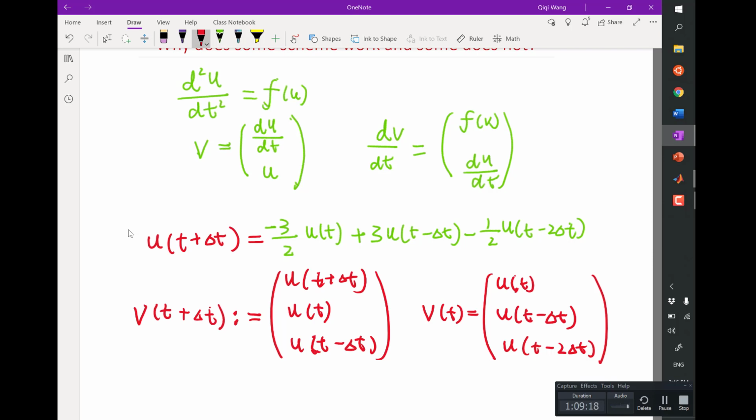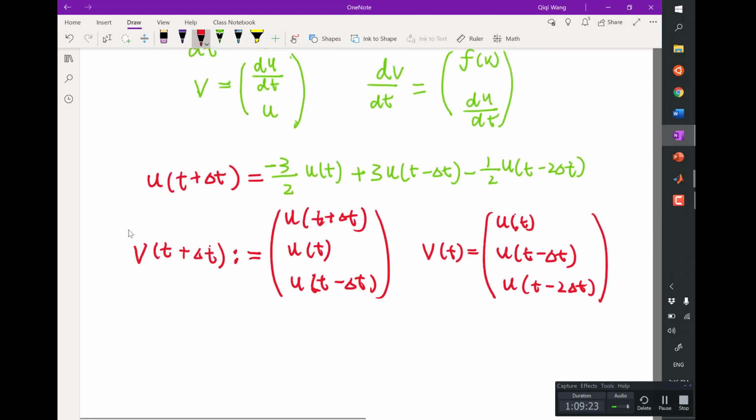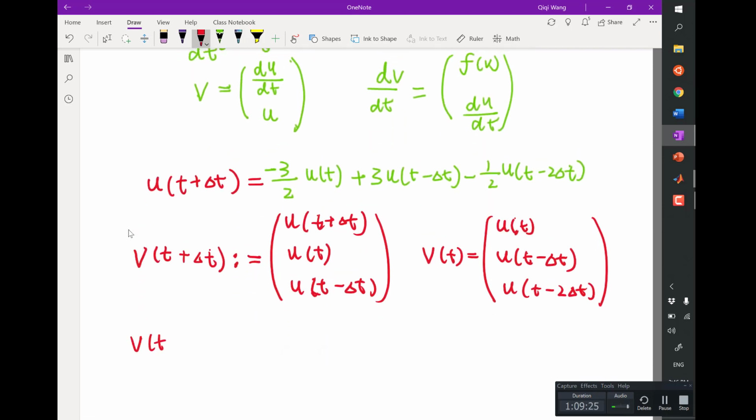How do I do that? Can somebody tell me? How can I write my v of t plus delta t equal to something? Ideally, I want a matrix, right, times vt. How do I do that? What is going to be my matrix? Okay, 0, 1.